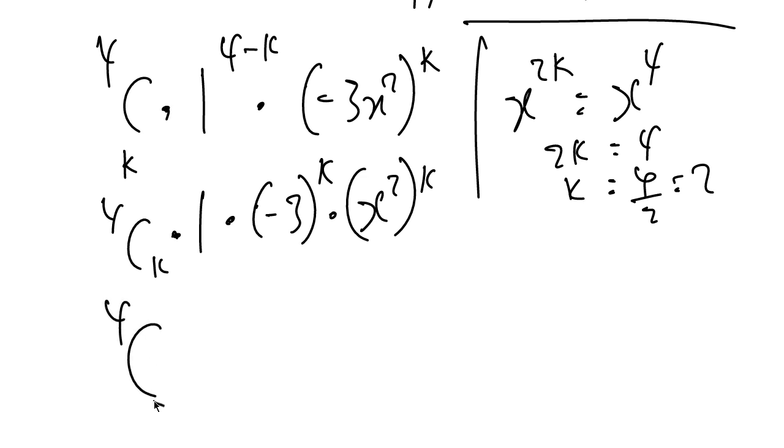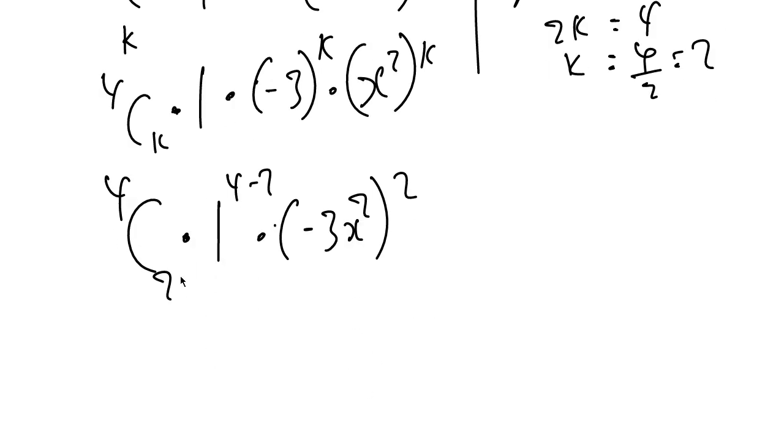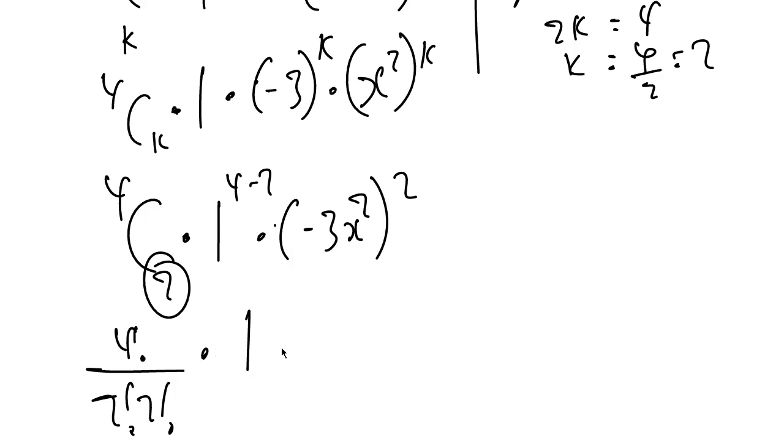So what will it now be? 4 combination 2, 1 to the power 4 minus 2, multiplied by negative 3x squared to the power 2. Are you getting it? Because it's this same term that will be raised on this side. So 4 combination 2 is 4 factorial over 2 factorial 2 factorial. 1 to the power 2 is 1. Negative 3x squared, must be very careful here. If a negative number is squared, you will have a positive. So negative 3x squared is 9 times x squared all squared, which is x4. Are you getting it?